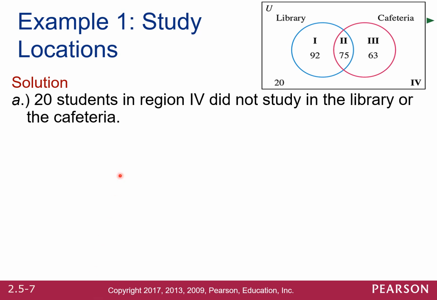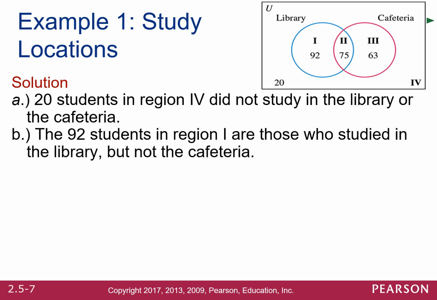The first part of the question asked, how many did not study in the library or the cafeteria? They did not belong to studying in the library or studying in the cafeteria. And that would be region 4, right? Those who were not a part of these two sets. And that's 20. So 20 students in region 4 did not study in the library or the cafeteria.